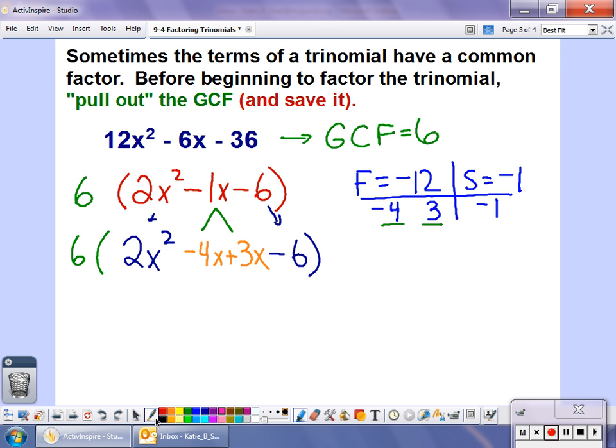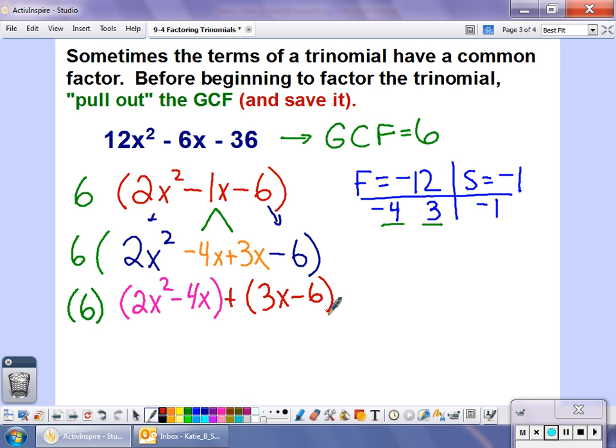So I need to figure out how I can group this together. Now this GCF is still going to stay as part of my problem. Okay? What I want to do is look at this part here and see how it can be grouped. Well, I can put 2x squared and minus 4x together into one group. And then in the second group, I can do 3x minus 6.